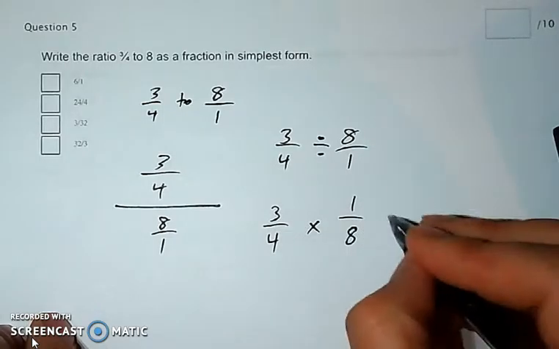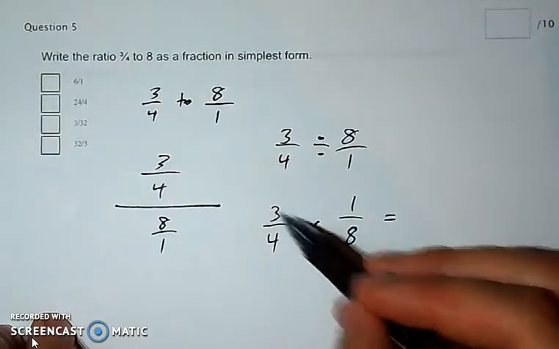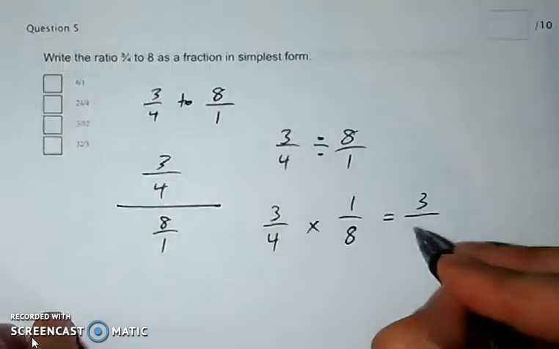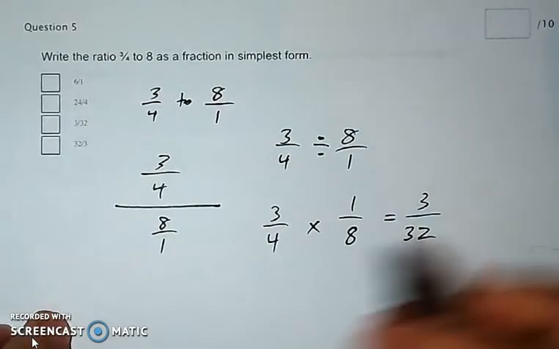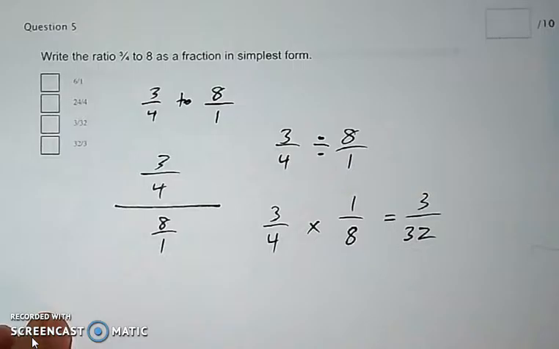And the answer is no. So you simply multiply fractions straight across. 3 over 32. And as we see, that is our final best answer here.